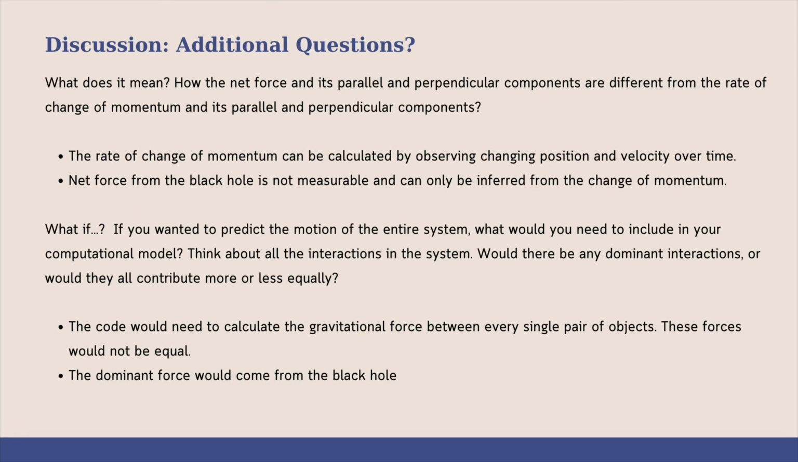For the second question, the code would need to calculate the gravitational force between every single pair of objects using the law of universal gravitation, and these forces would not be equal because the dominant force would come from the black hole.